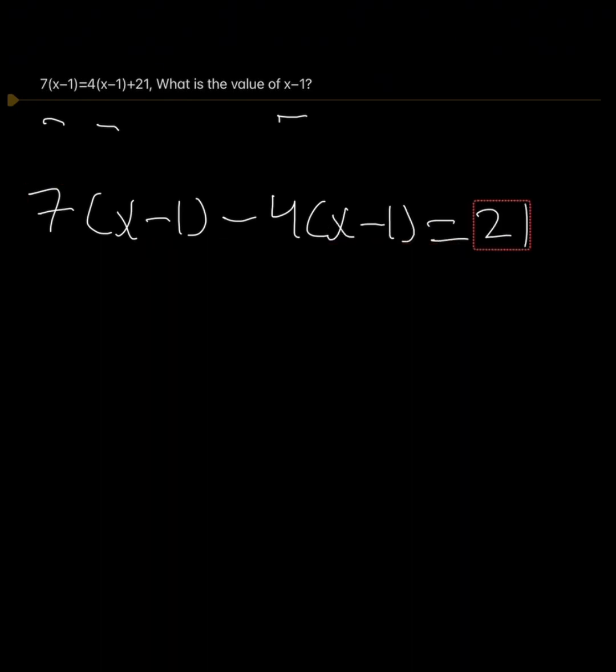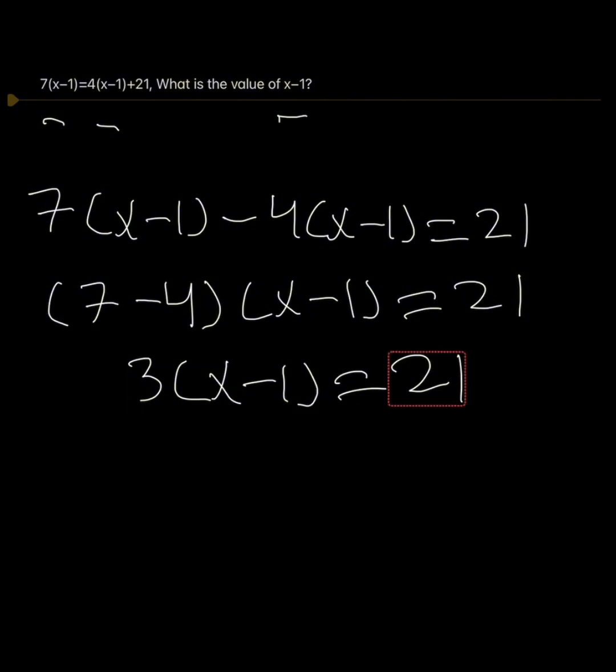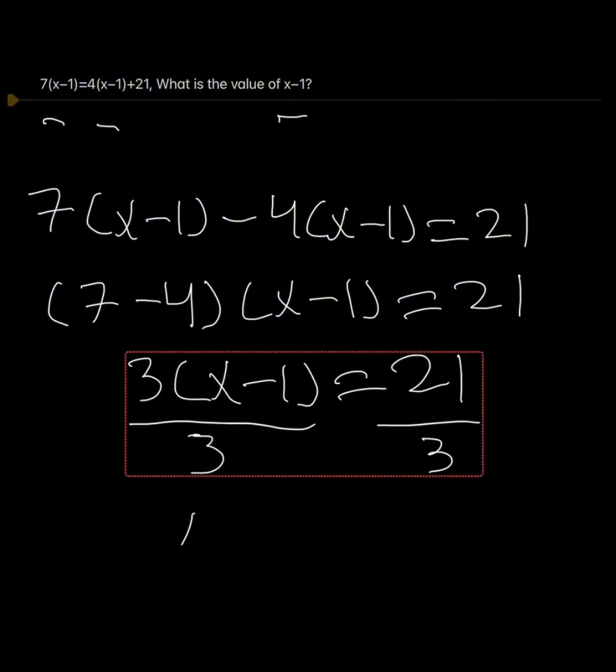From here, we can combine our like terms, which will give us 7 minus 4 times x minus 1 is equal to 21, which leaves us with 3 times x minus 1 is equal to 21. And to find x minus 1, we simply divide by 3 on both sides of the equation, and we are left with x minus 1 is equal to 7. So again, we're concerned with what x minus 1 is equal to, which is 7, not the actual value of x.